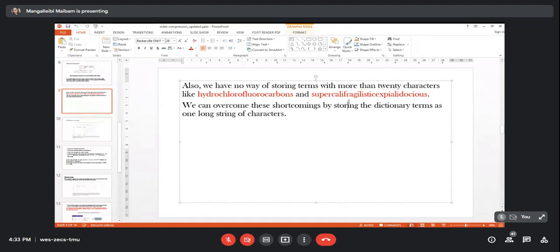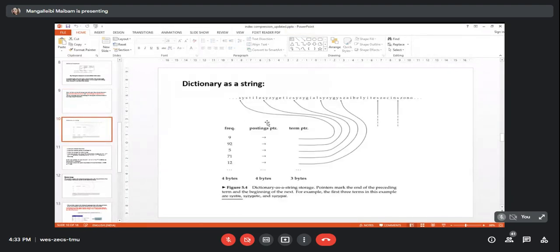So we use one technique to overcome this. The first technique is using dictionary as a string. When you use dictionary as a string, we are going to store all the terms in a long string, and each term will be separated by giving a pointer to the beginning of the word.